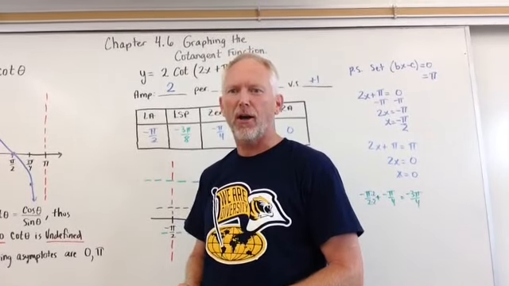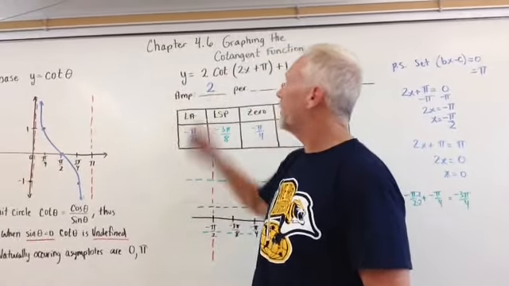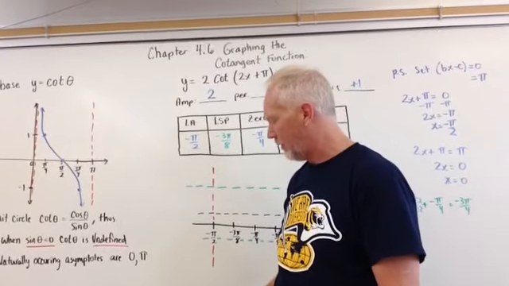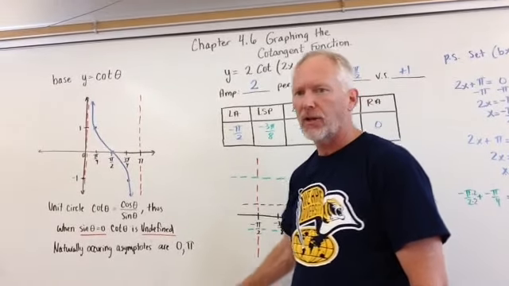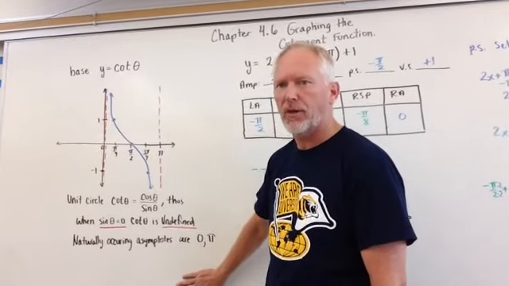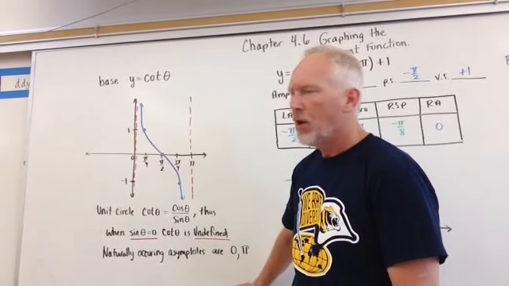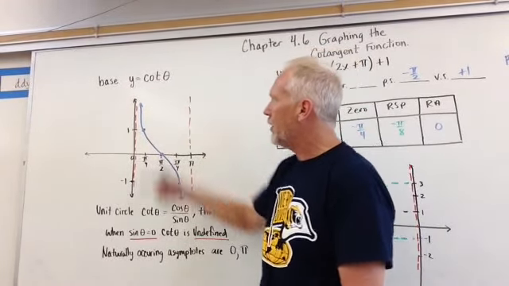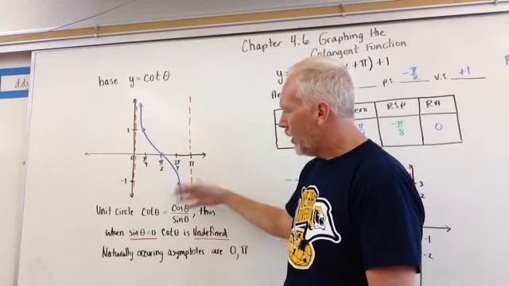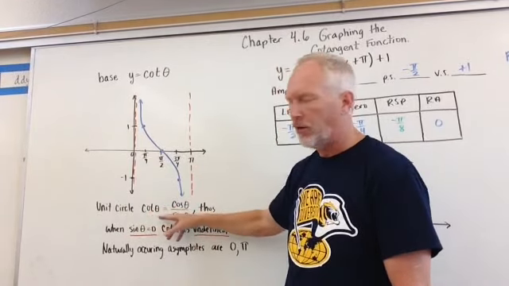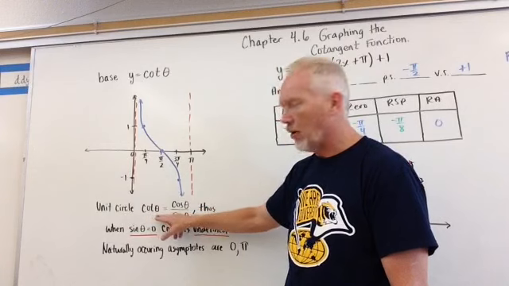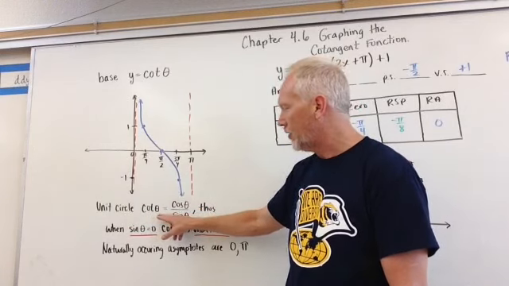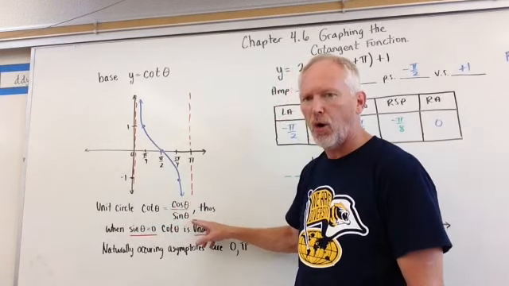Hi, doing a quick video on chapter 4.6, graphing a cotangent function. Alright, so let's look at some generalities with the cotangent function. We notice that if y is equal to cotangent, by an identity I should say, cotangent is equal to cosine over sine.